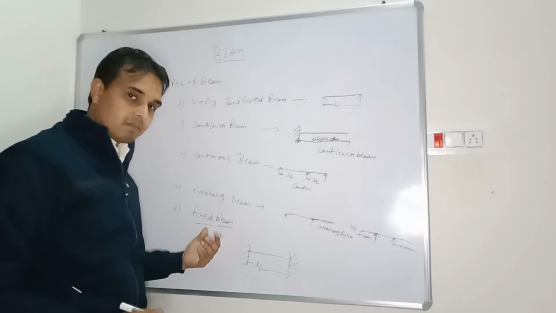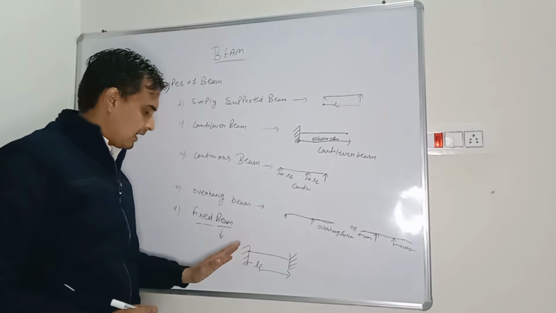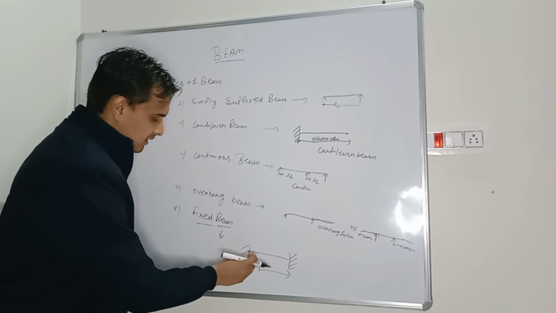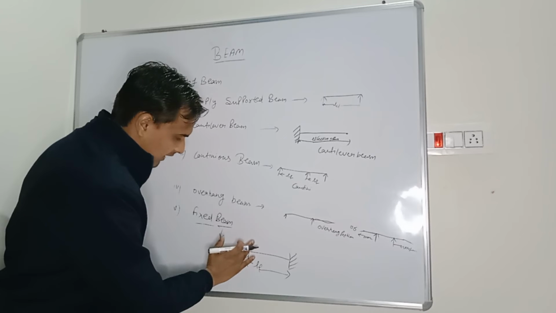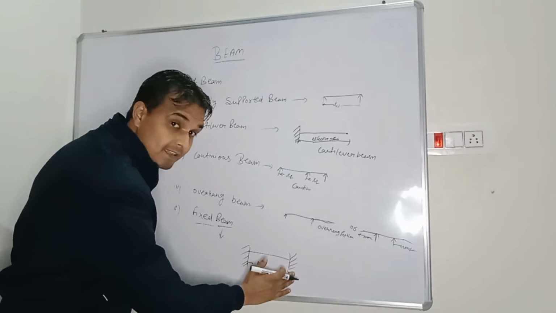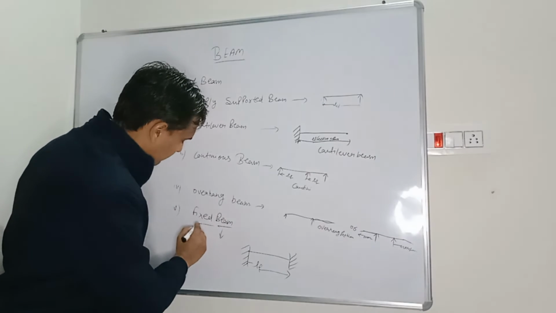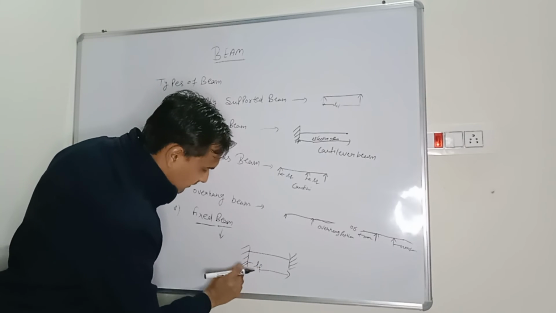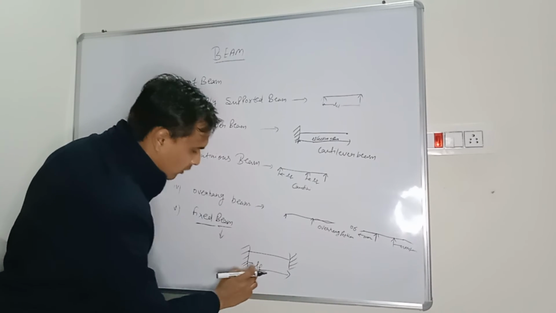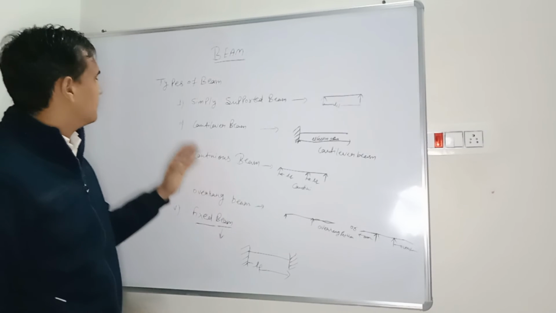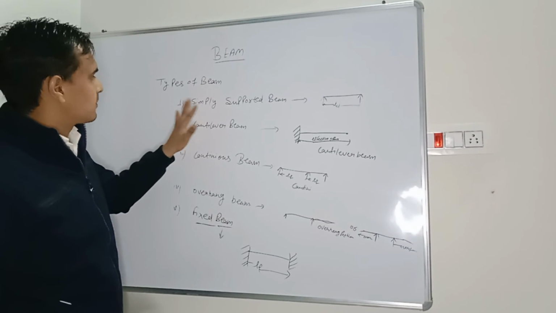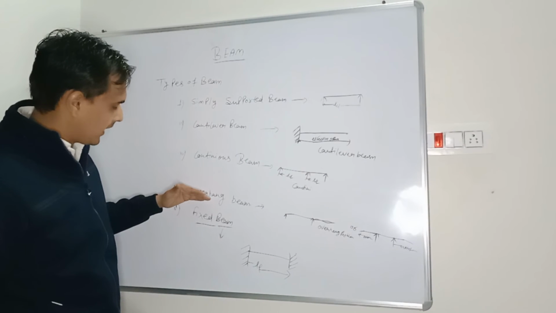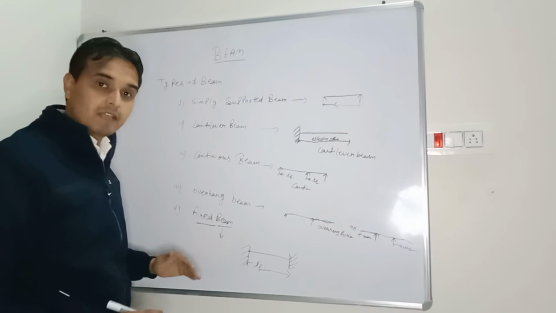And fixed beam. In this case, the beam is defined as one end fixed and the other end also fixed. This is the fixed beam, and this distance L effective, the distance from one support to another support, is the effective span of the beam. So simply supported beam, cantilever beam, continuous beam, overhang beam, and fixed beam. So thank you very much.